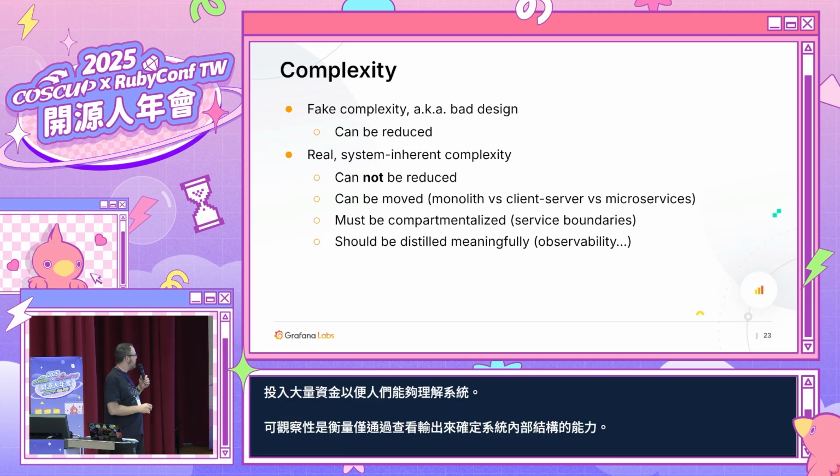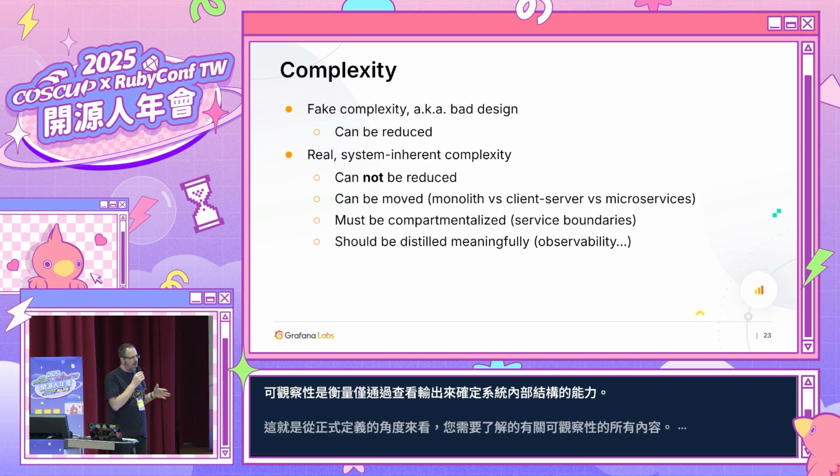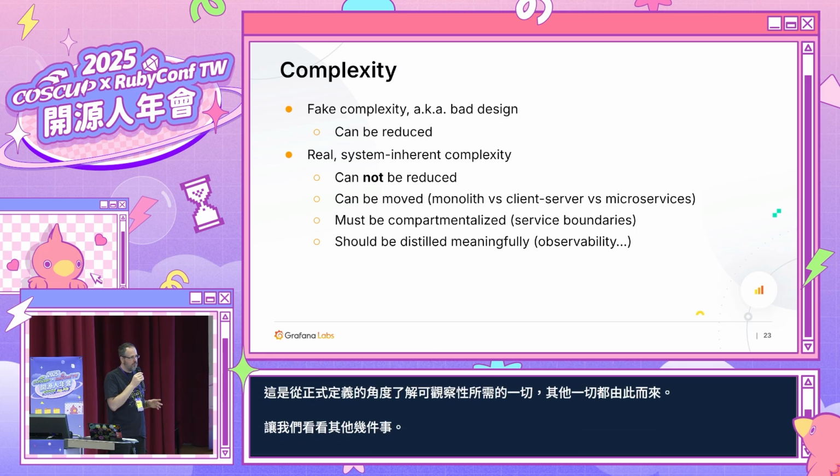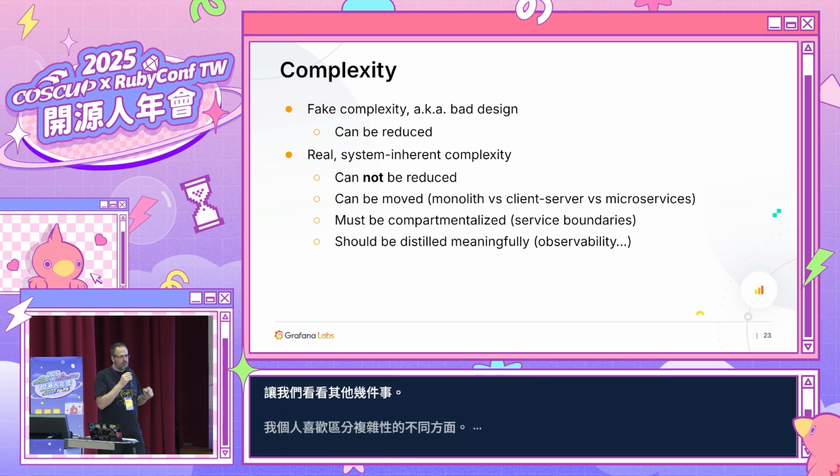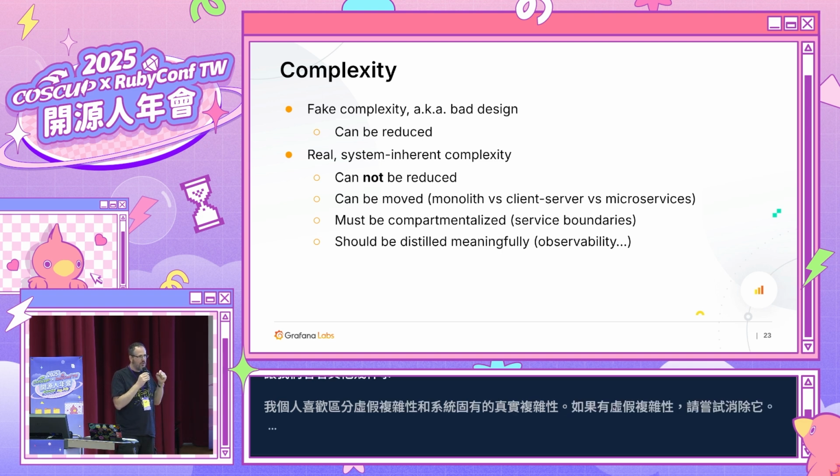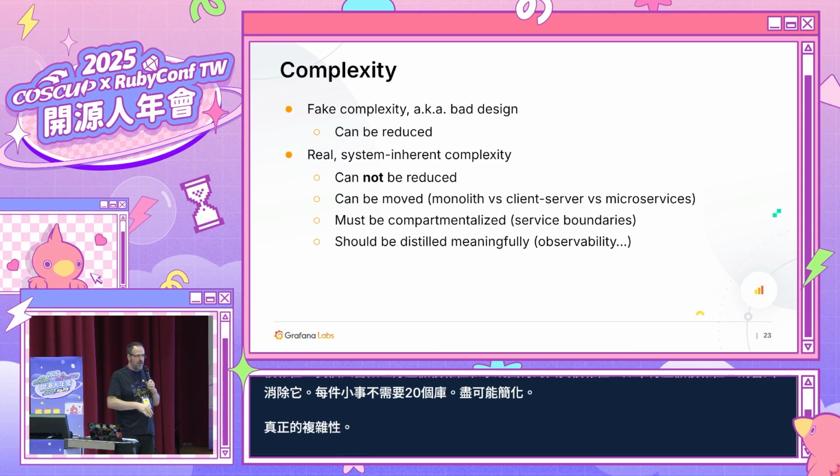Let's look at a few other things. Complexity. I personally like to discern between fake complexity and real, system-inherent complexity. If you have fake complexity, please, if you can, get rid of it. You don't need 20 libraries for every small thing. Try to get rid of complexity wherever you can. Real complexity you cannot reduce. You can move it, you can compartmentalize it, you should compartmentalize it and make it into easy-to-handle blocks, but you cannot really get rid of it.